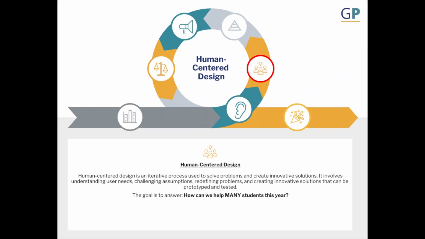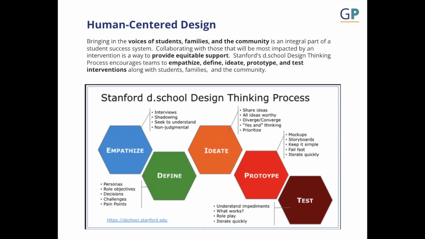In the human-centered design phase, the Student Success Team prioritizes deeply understanding students, challenging their own assumptions, redefining problems, and creating innovative solutions that can be prototyped and tested. Importantly, it is not a rigid and linear process. Rather, it is flexible and adaptable as an approach that allows for revisiting earlier stages as new insights emerge. Listening to the voices of students, families, and the community is an integral part of the student success system.